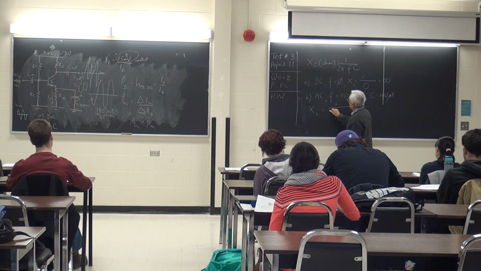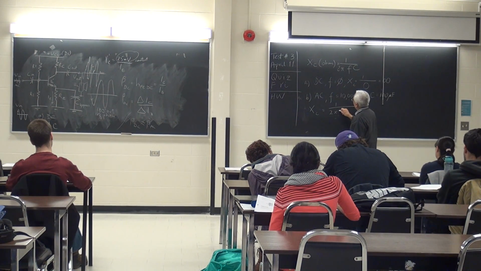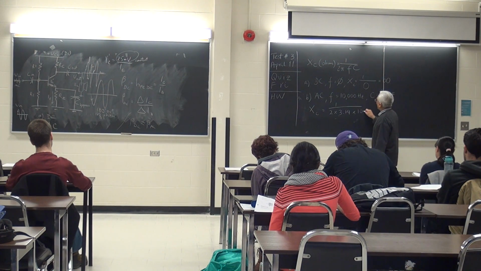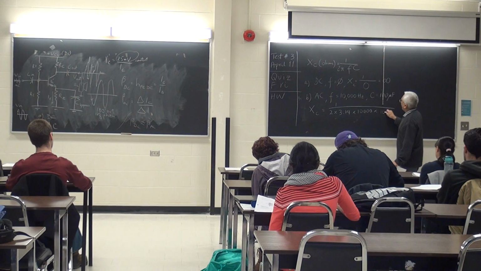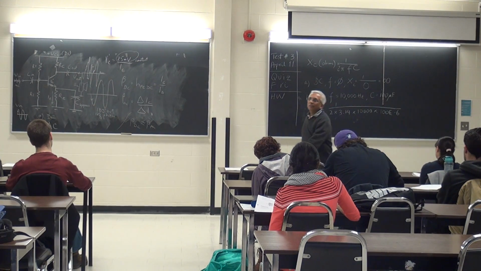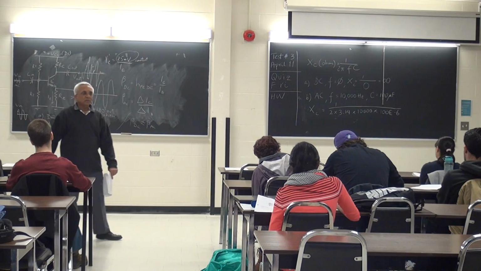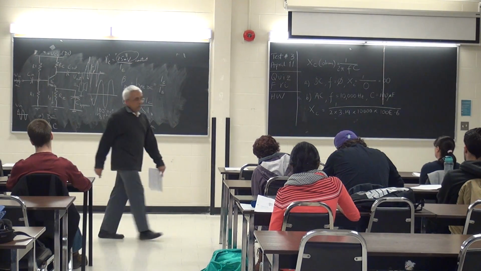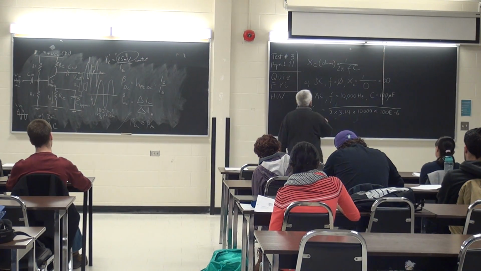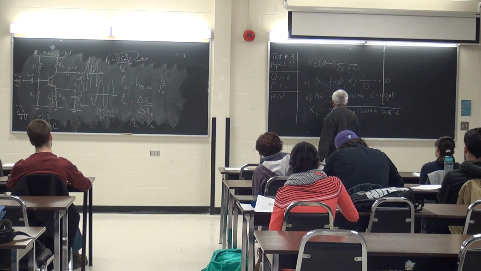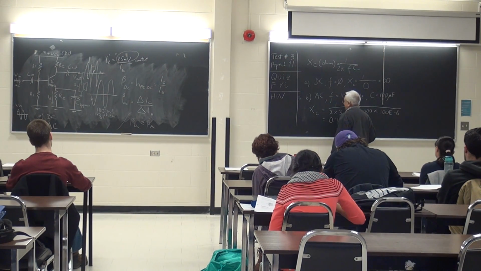1 over 2 times pi times 10,000 times 100. If you do this calculation, what do you get? 159 milliohms, or 0.16 ohms, right? That's it.